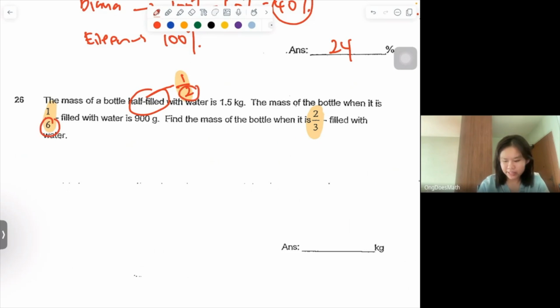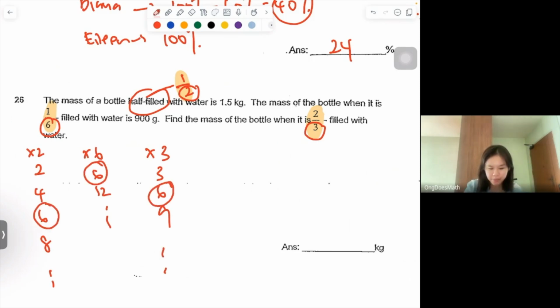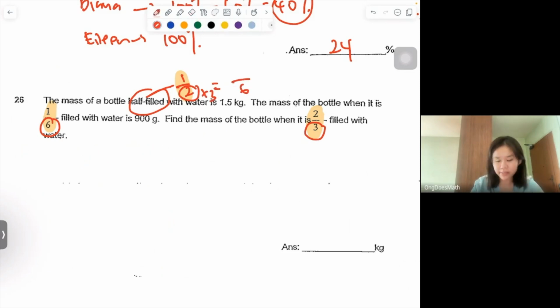So how do I get 6? This is 2, this is 6, this is 3, right? You just list out the multiples of 2, multiples of 6, multiples of 3. So 2, 4, 6, 8, and so on. 6, 12, and so on. 3, 6, 9, and so on. You can see that the lowest common multiple is actually 6. So we'll make the denominator 6. To make it 6, here you must times 3. Bottom times 3, top also must times 3, to even things up. This is already 6. For 2/3, to make the denominator 6, you times 2 on top and bottom. So it's 4 over 6.